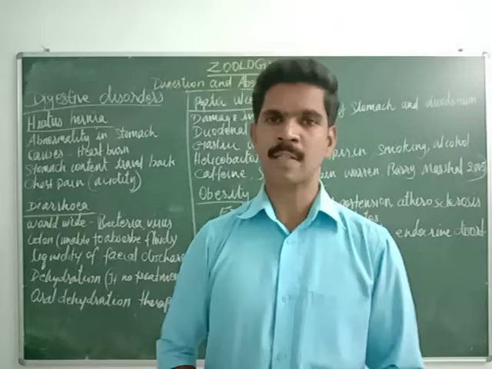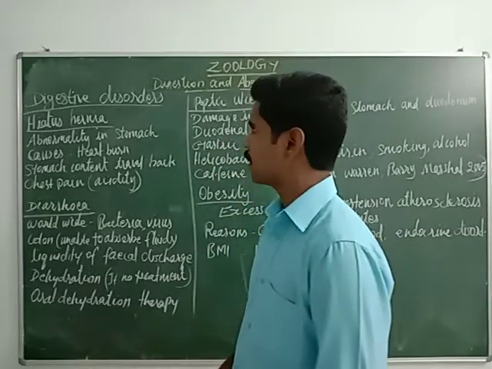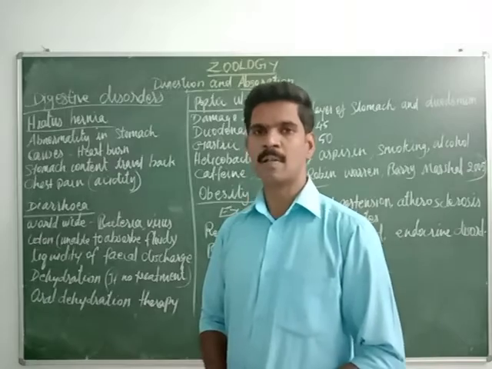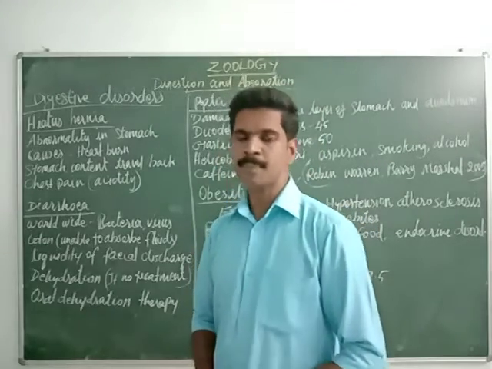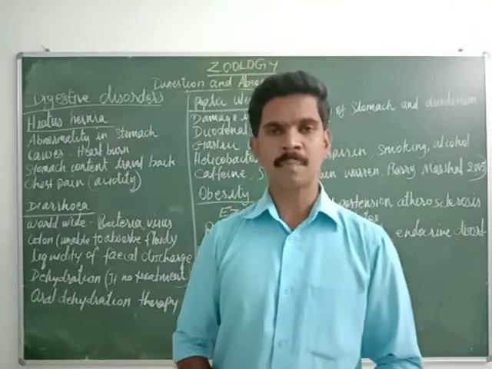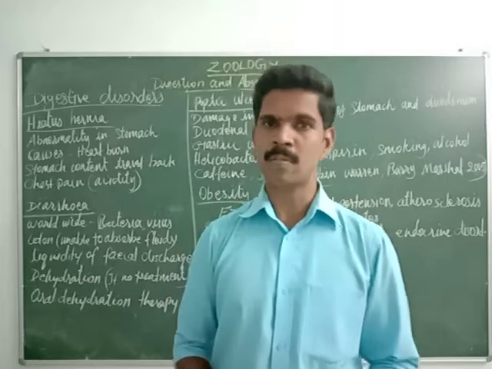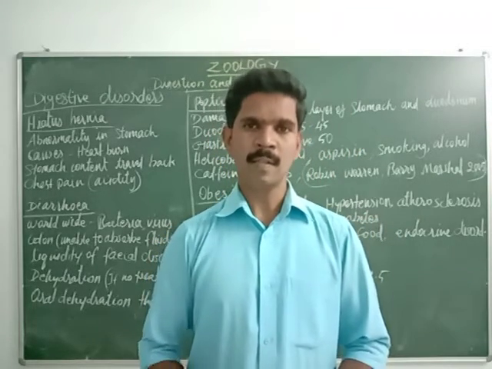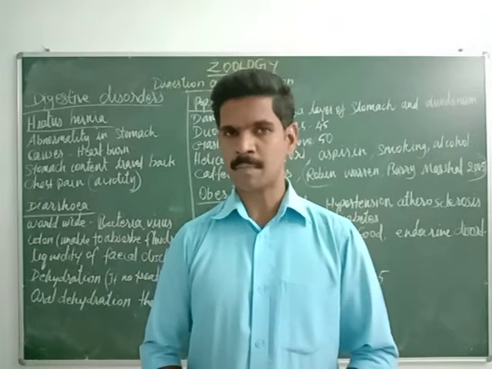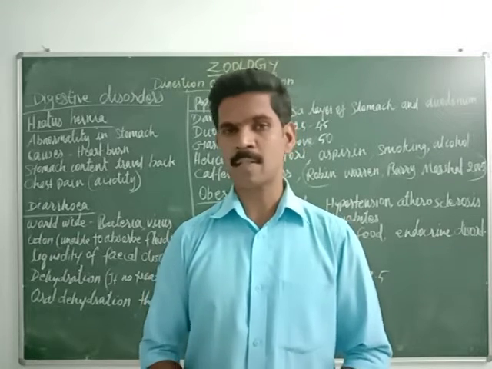Listen very carefully, dear students. First we are going to study hiatus hernia, commonly called hernia. Here, hernia means an abnormality in the stomach. The stomach is a J-shaped organ present between the esophagus and the duodenum of the small intestine.